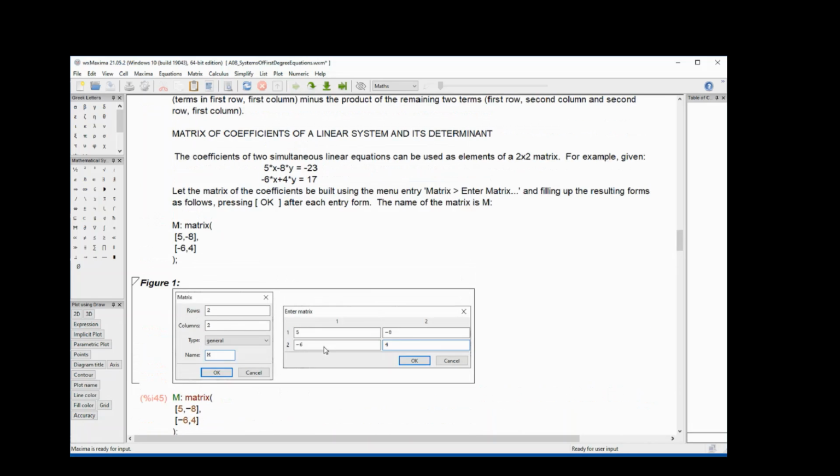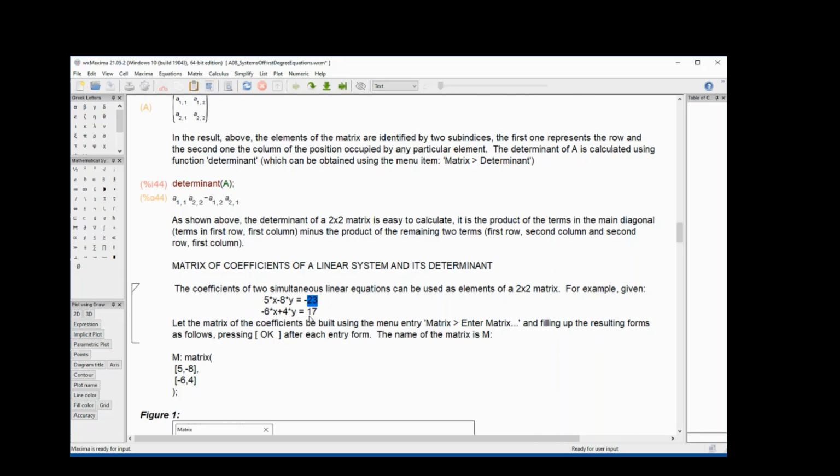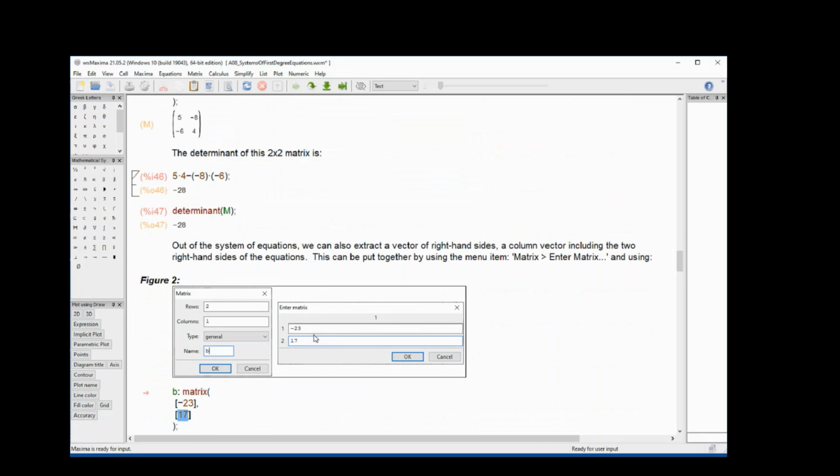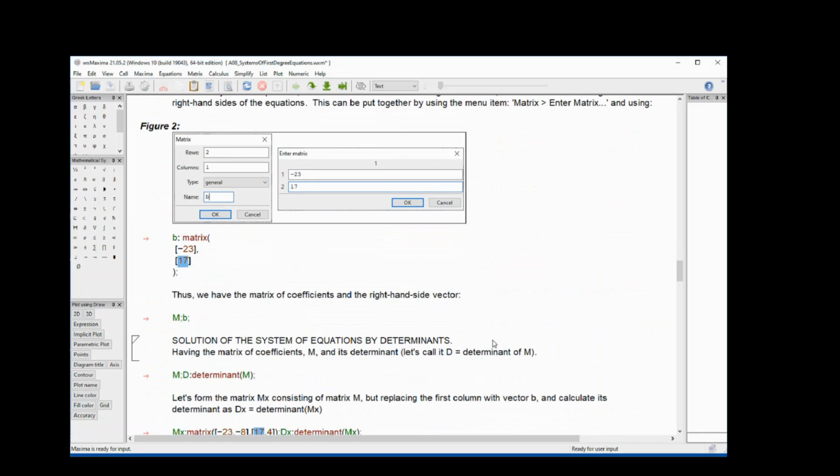Okay. Now we have terms to the right hand side, -23, 17. That's sort of a column vector. We can extract the column vector using the insert matrix. The values are -23 and 17. So we could go like I did here. I'm going to do it right here.